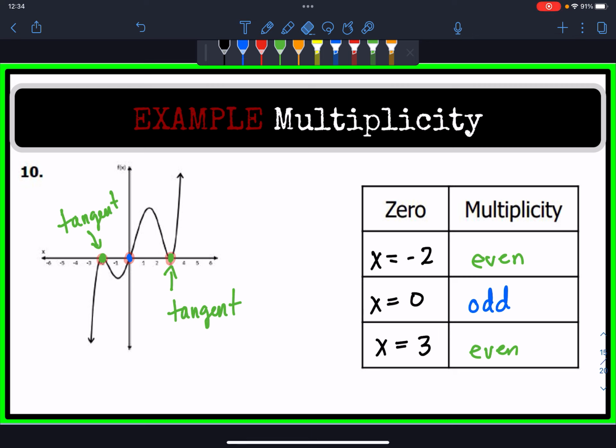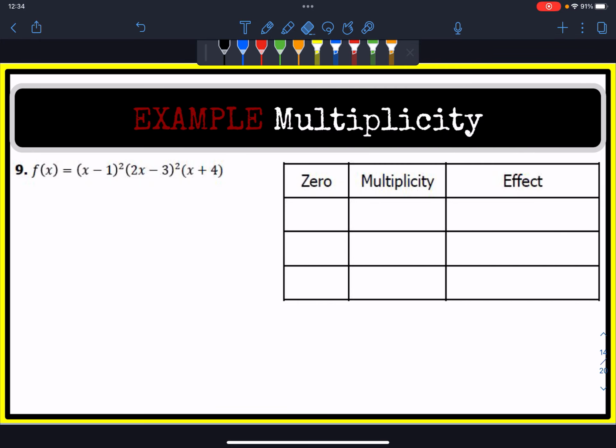Okay. So let's use this idea now to determine the zeros, the multiplicity, and the effect it's going to have on the graph. Then we'll draw a simple sketch of this. So from left to right, the first zero is x equals 1 and has a multiplicity of 2. The second zero is positive 3 over 2, and that has a multiplicity of 2 as well. And the last zero is negative 4, and that has a multiplicity of 1. Since there's no exponent there, that's an invisible 1, so it's understood to be 1.